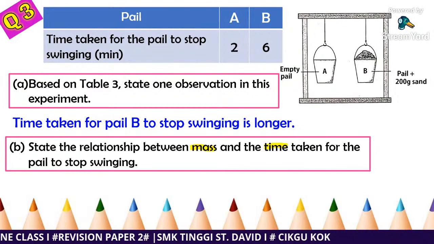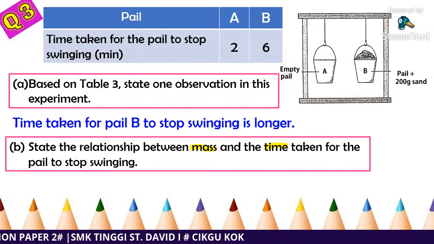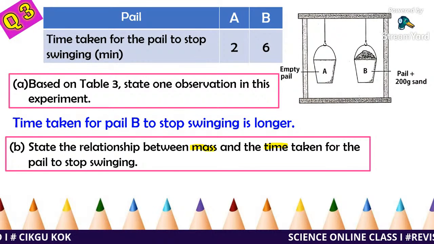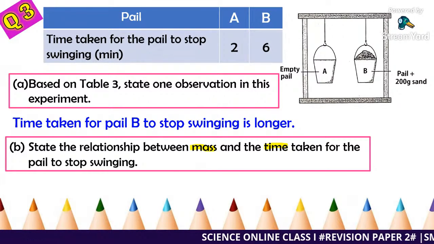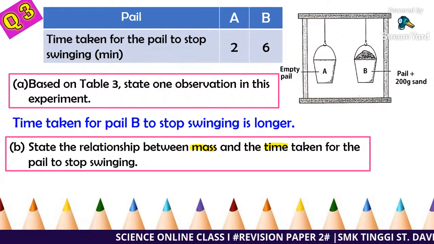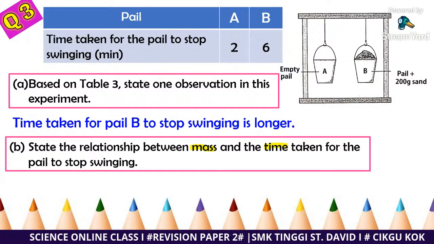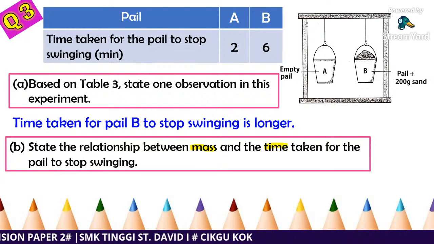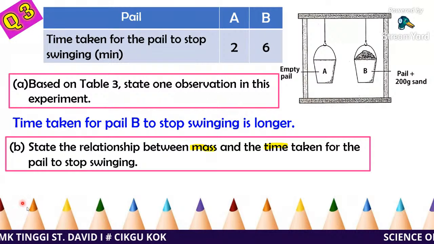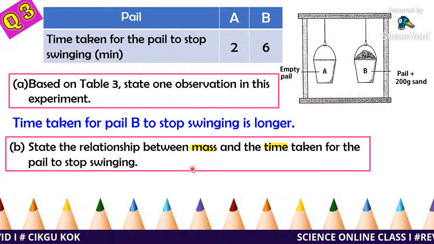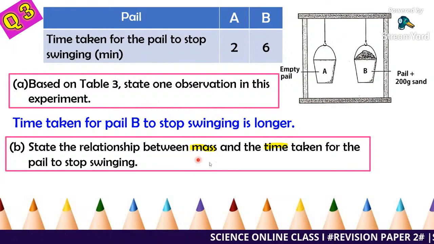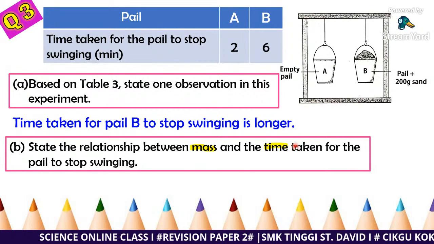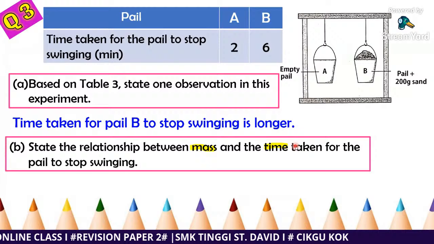Okay, state the relationship between the mass and also the time. So what is the relationship? Time taken for the pail to stop. Before we mention the relationship, I need to know the manipulated variable and the responding variable. So can anybody tell me which one is the MV? Manipulated variable, either mass or time. Just type which one is the manipulated variable, MV.